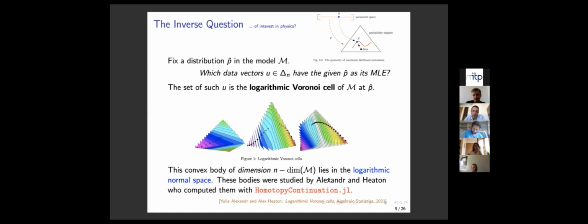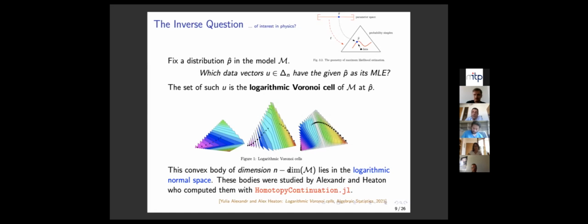So the set of such U is what we call the logarithmic Voronoi cell of the model at the point. This logarithmic Voronoi cell is a convex body of complementary dimension, n minus the dimension of the simplex. So it's inside the simplex. So the dimension of the simplex minus the dimension of the model. And it lies in the logarithmic normal space.